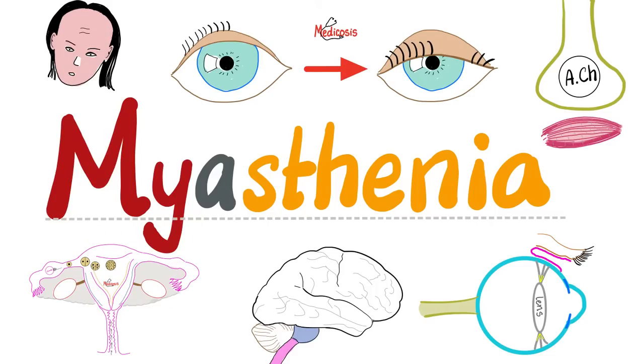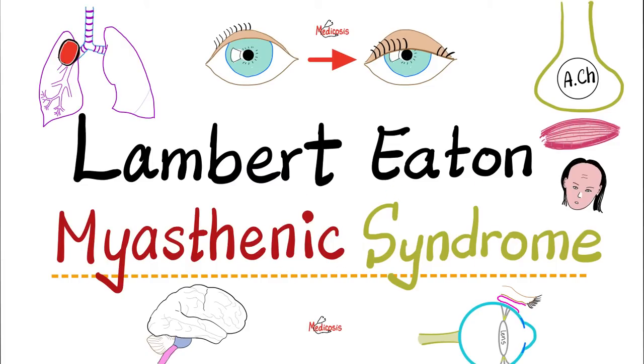But that's not true. As for Lambert-Eaton Myasthenic Syndrome, it is a paraneoplastic syndrome for the most part, usually associated with small cell lung cancer. And we have talked about it in its own video. Today, let's compare between the two.